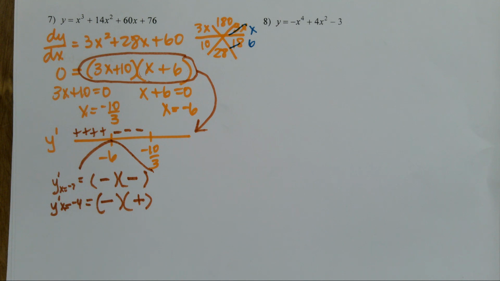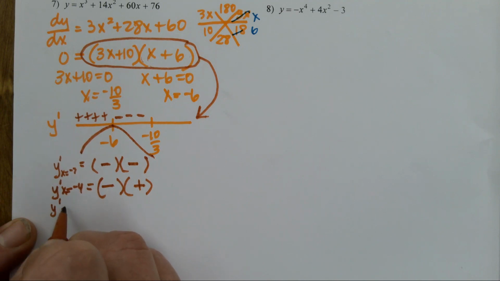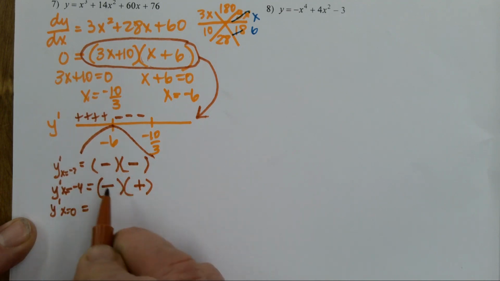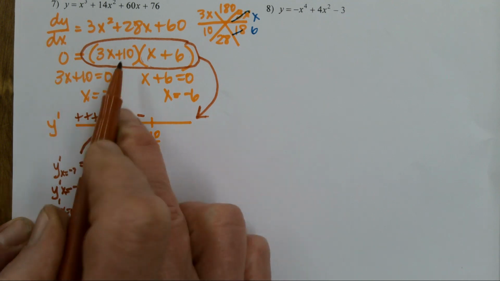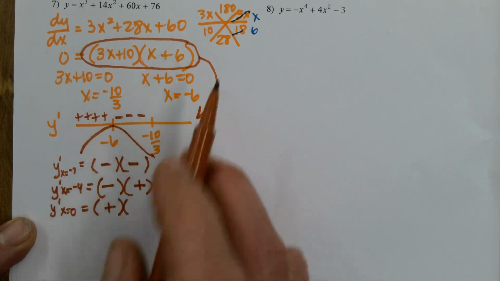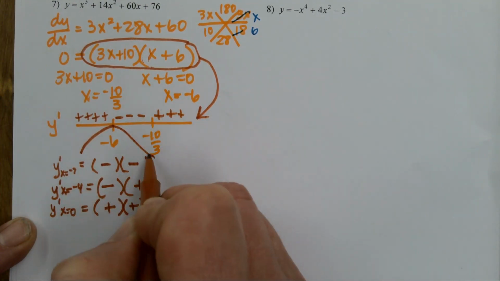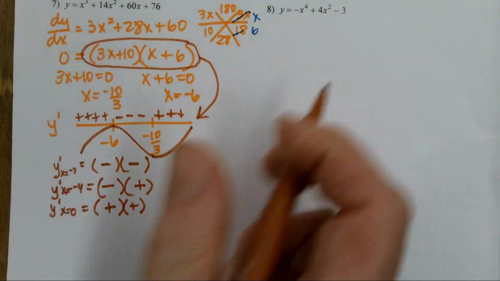And so I'm going to pick a test point that is to the right of negative 10/3, any number. Can you plug in 0? You can. Is it to the right of negative 10/3? And then it will work. So I'm going to do y prime when x is 0. I always try to pick the easiest number to work with. When I plug in 0 in the first parenthesis, I get a positive value. When I plug 0 in the second parenthesis, I get a positive value, which means this is a positive region, which means that this is increasing.